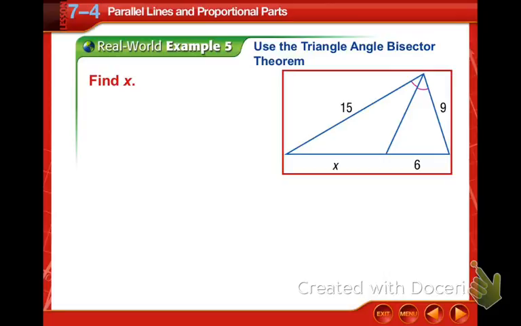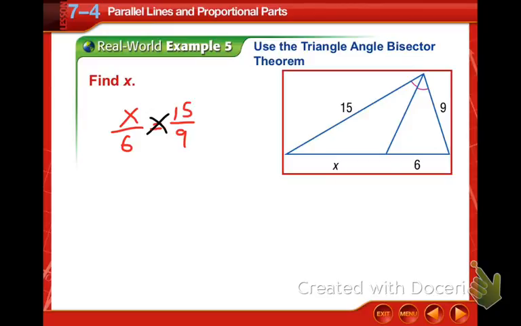So now we just need to set up our proportion. The first ratio you want to set up is x over 6. We want to keep the two that are being split apart from each other together. So x over 6. And then for the other ratio, you're going to do the side that goes with whatever is on the top. So x is on the top. The side that goes with x is the 15. And 6 is on the bottom, so the side that goes with 6 is 9. So that goes on the bottom as well.